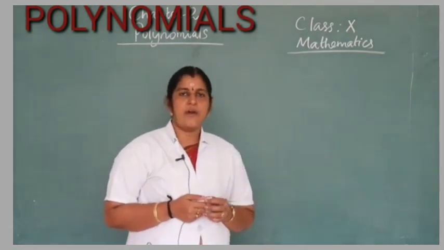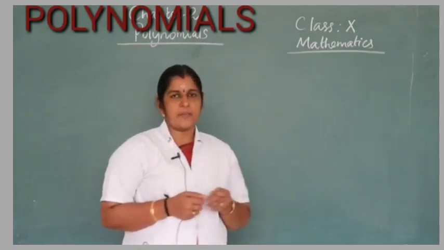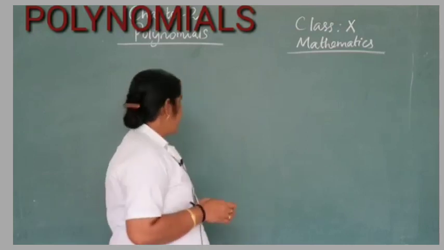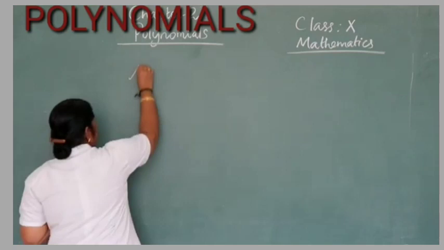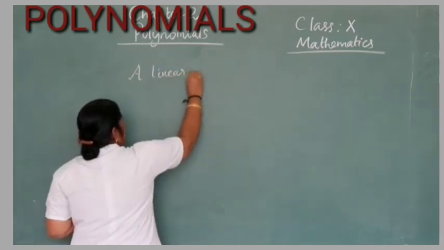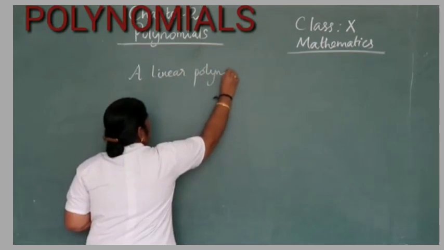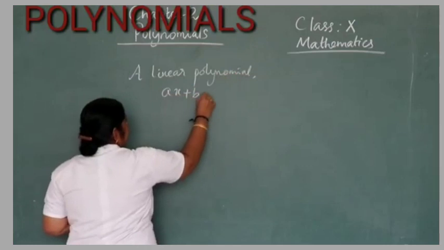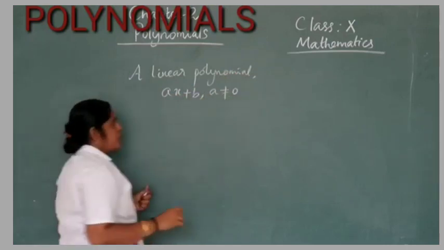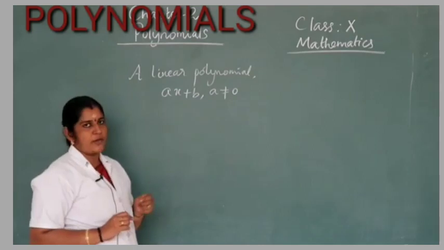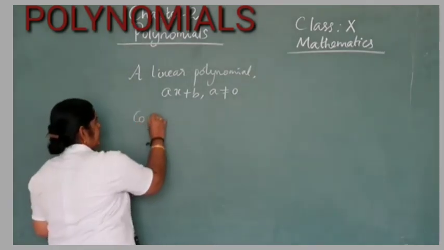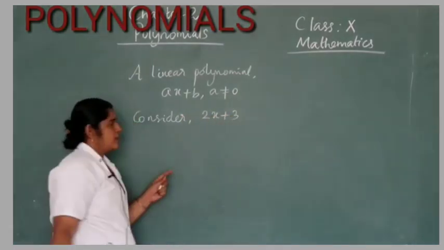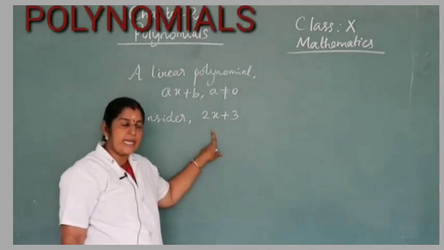Before we start the topic, you all know what is the general form of a linear polynomial. A linear polynomial is of the form ax plus b, where a is not equal to 0. So this is the general form of a linear polynomial. So consider an example. Consider 2x plus 3. You know that this is an example of a linear polynomial.